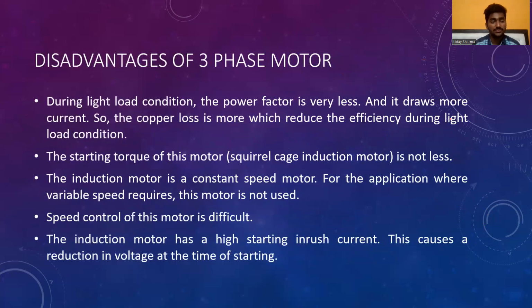Disadvantages of three-phase motor. During light load condition, the power factor is very low and it draws more current. So the copper loss is more, which reduces the efficiency during light loads. Like if you have less load, the losses are more, which gives less efficiency. The starting torque of this motor is not low. It gives a high starting torque, even as per the requirement of anything.